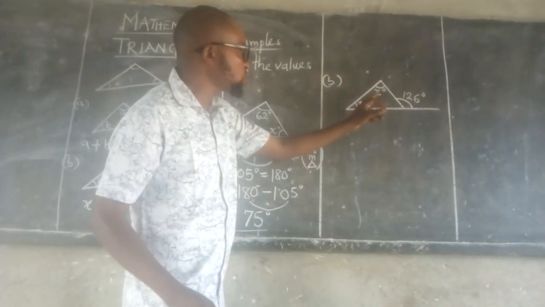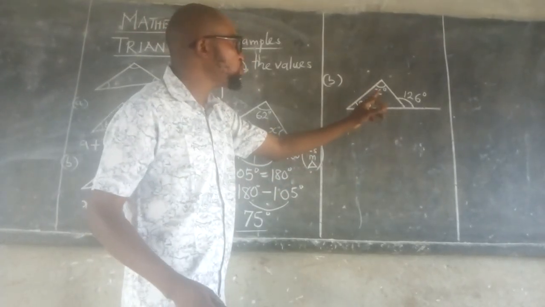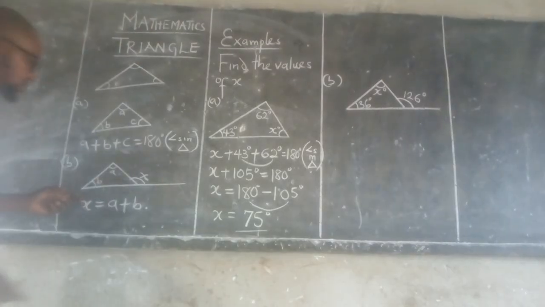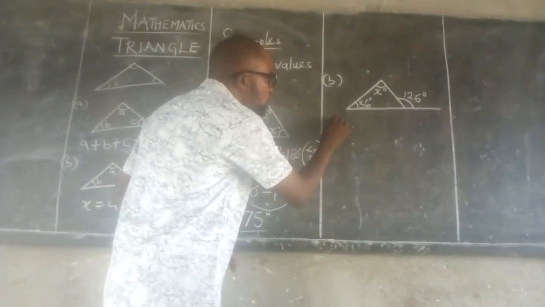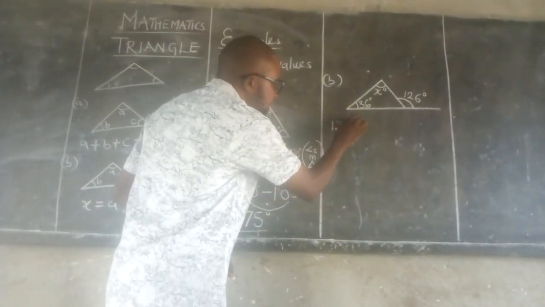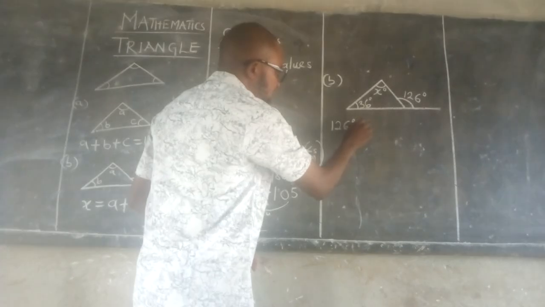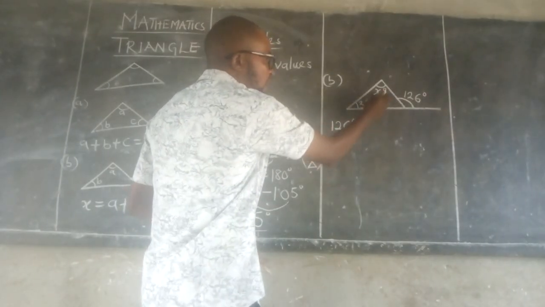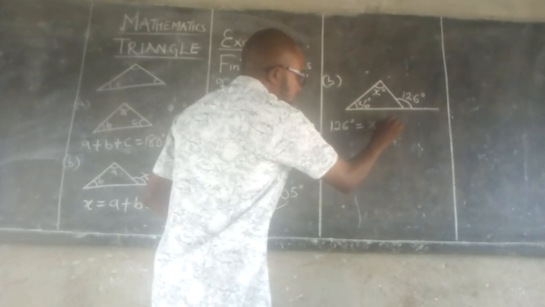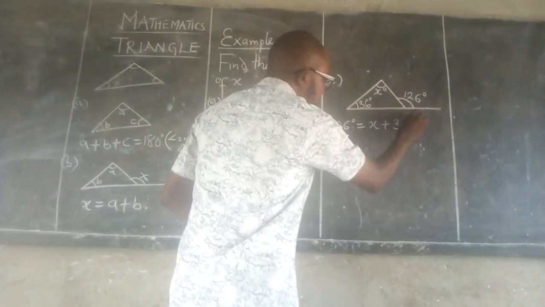Henceforth, to solve for the value of x here, what we need to do is to consider the second theorem that talks about exterior angle x equal to the sum of the opposite interior angles, which is a plus b. The same thing is applicable here. Exterior angle 126 degrees is my exterior angle here, is equal to the sum of the two interior angles, which is x plus 36 degrees.